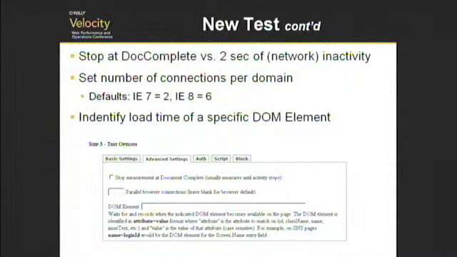You can also select whether you want to stop measuring at document complete, or if you want to wait until network quiescence, until all the network activity has stopped. You can also override the default number of connections per domain for the different browsers. And also, if you want to measure timing up to a certain point of the page, up to the point where a particular DOM element becomes available, that's an option here too. So you can identify the DOM element by its ID or its attribute or what have you.